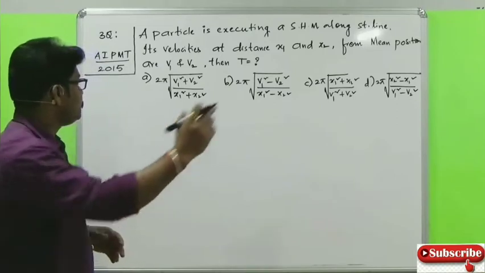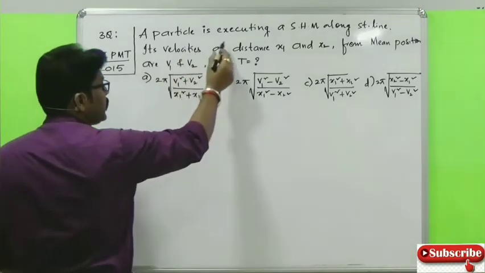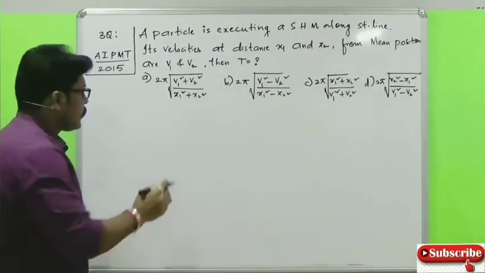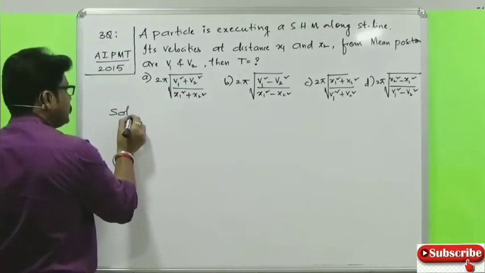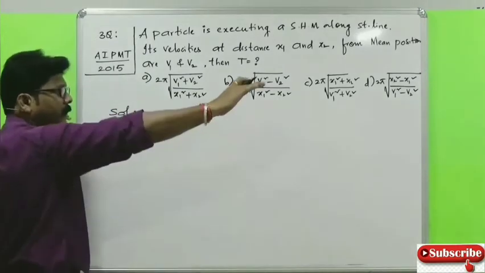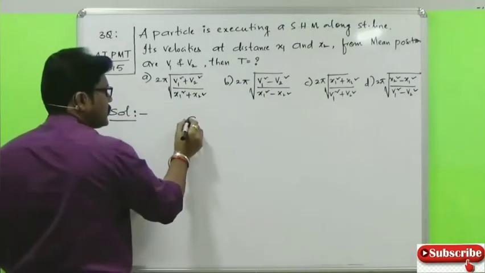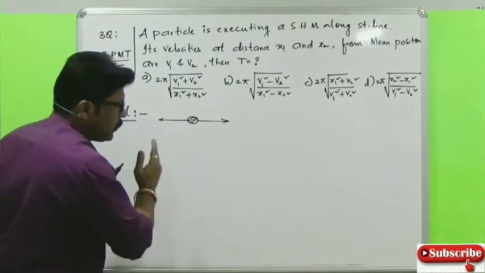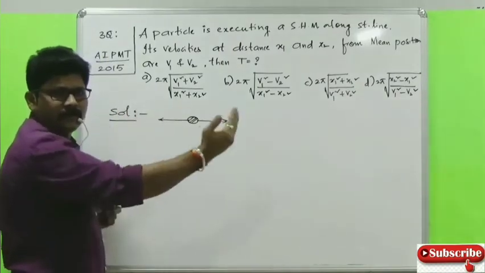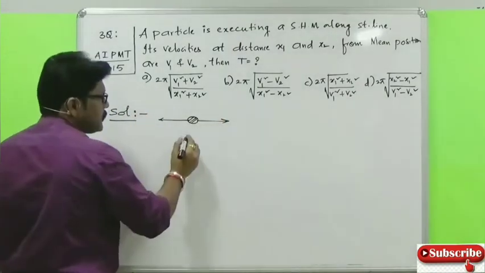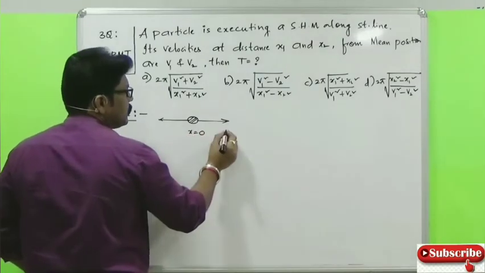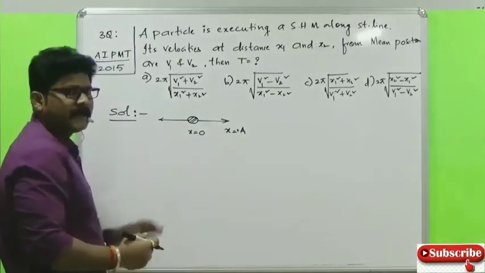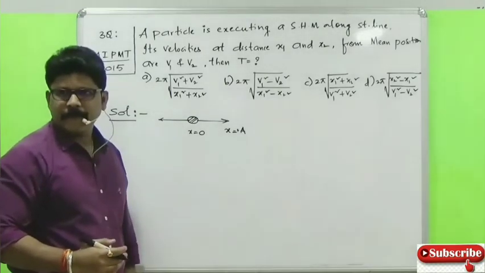Right? Let us see. Now, what is it saying? A particle is executing SHM along a straight line. So now, the solution. Along a straight line means, let us take this particle like this, to and fro motion. Now, at the mean position x is equal to 0. At the extreme position x is equal to plus a on the right side, and minus a on the left side.